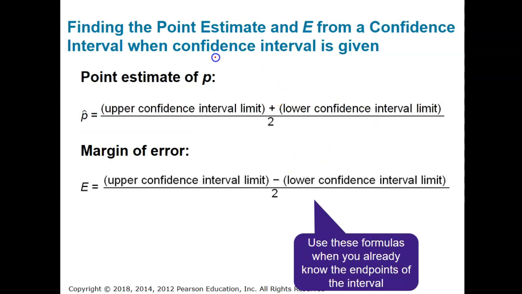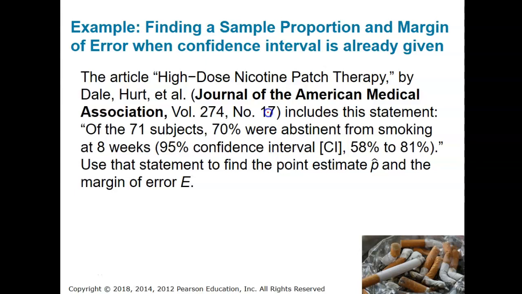Okay, the last thing I want to look at today is finding your point estimates when you're actually given the confidence interval already. So here we're not trying to find the confidence interval. We've been given a confidence interval. We're working backwards to find your p-hat and your margin of error. So p-hat is simply the midpoint of that confidence interval. So what you're going to do is add the two limits together and divide by 2, and that'll give you your p-hat. The margin of error is the difference between those divided by 2. So we'll do the upper minus the lower divided by 2. So you would use that in a situation like this one.